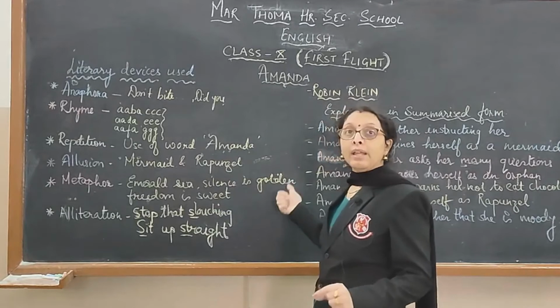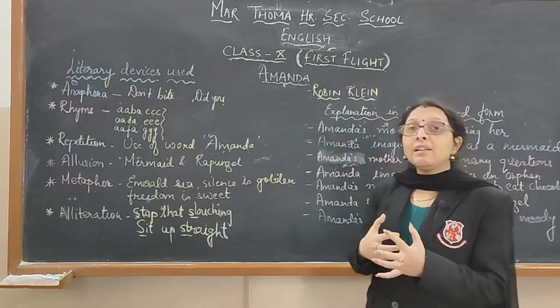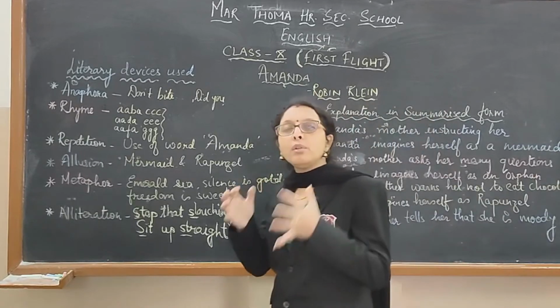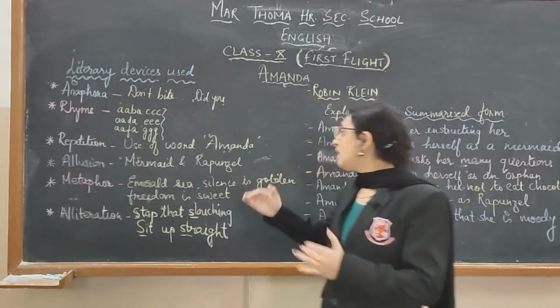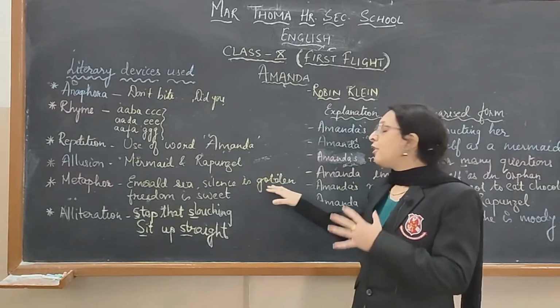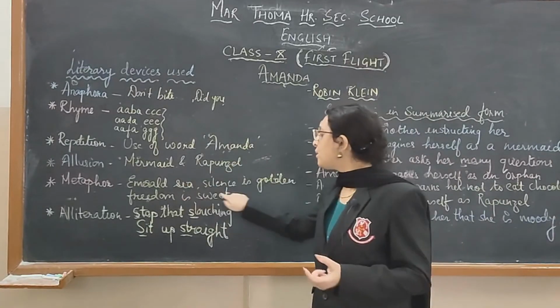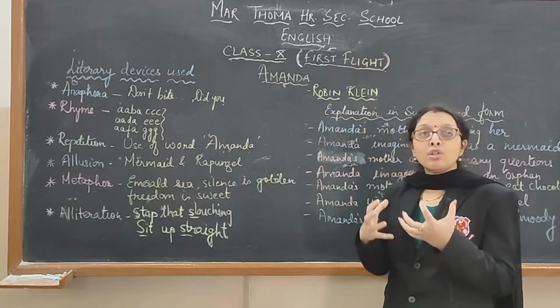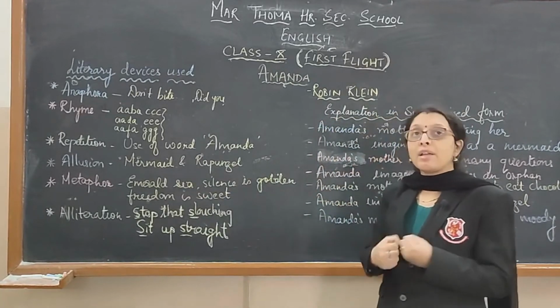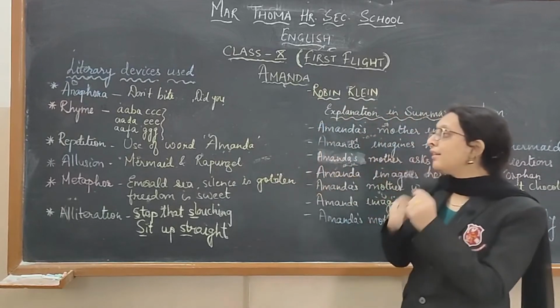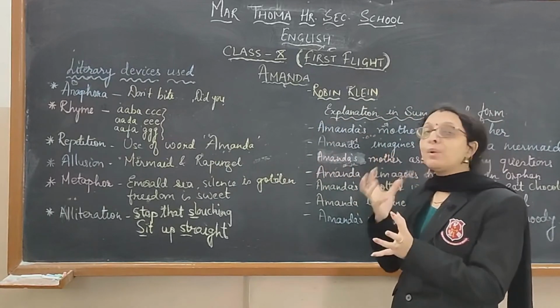Silence is golden. Here Amanda is feeling that she loves silence because she was tortured, continuously being poked by her mother. So she says that the silence is very, very precious like gold for her. Freedom is sweet, sweet in taste. She wants to taste freedom at any cost, and you know sweet is very good in taste. So that's why she is comparing that freedom with sweet.